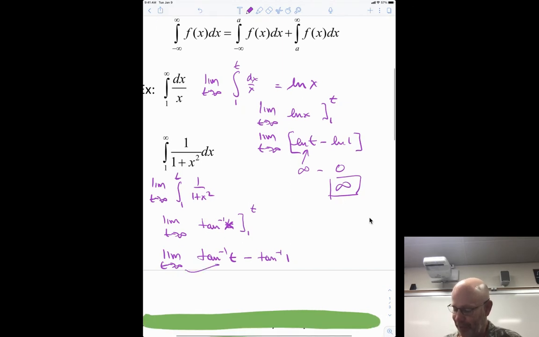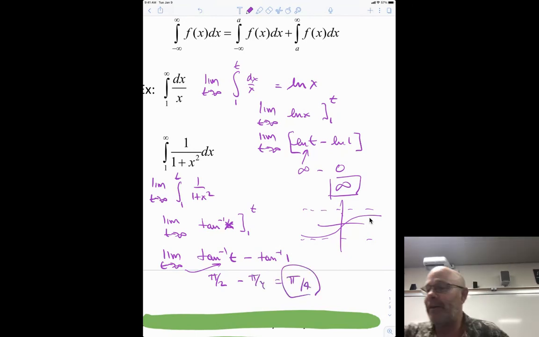You plug in that infinity. You may remember we've done this before. The tangent inverse graph looks like this. It's been a while, I know. We had a little vacation. So as we approach infinity, the tangent inverse actually approaches pi over 2. And then the tangent inverse of 1 is pi over 4. We subtract those two, and we get pi over 4. So in this case, there was an area under there, and it was pi over 4.